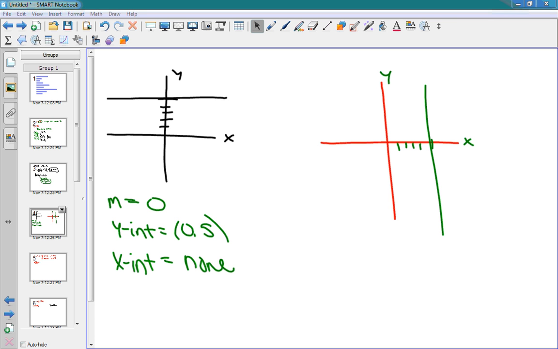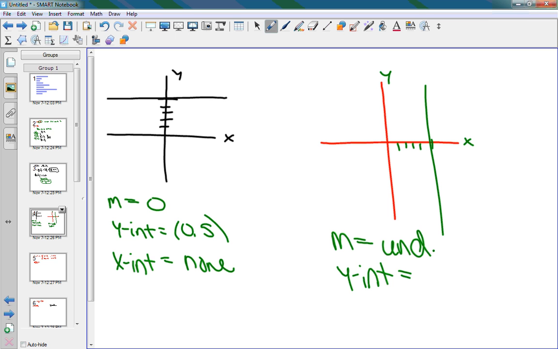Okay. So now I have no x-intercept. Why do I not have an x-intercept? Because it does not cross the x-axis. Come over here and look at this one. Talk to me about that. What's my slope? 0. Undefined. Okay, make sure you know that. Undefined. So now what's my y-intercept?